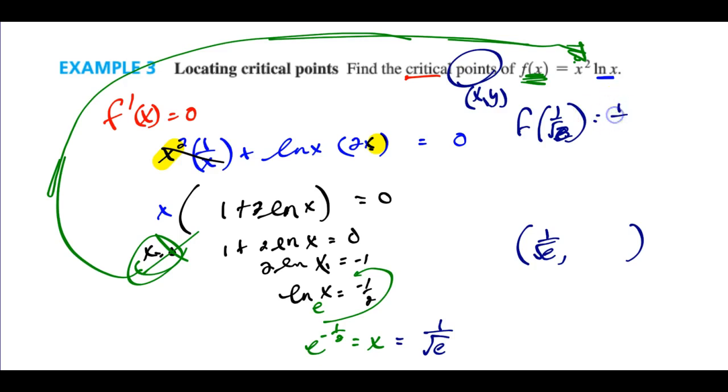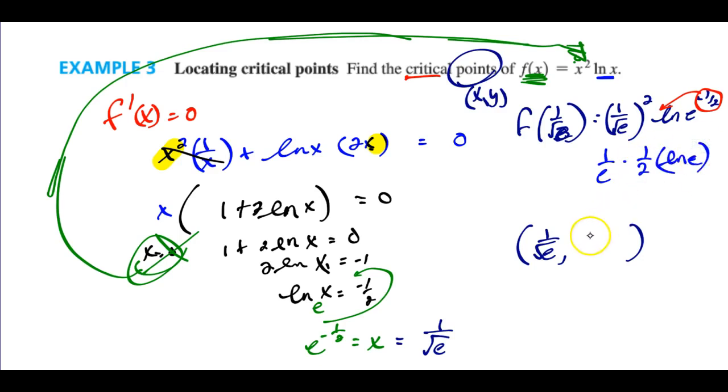We get 1 over the square root of e squared times the ln of... can I go back to e to the -1/2? Because that will be easier for me to apply some log properties. So this is 1 over e times 1/2 ln of e, which the ln of e is just 1, so that's just 1 over 2e for the y value.